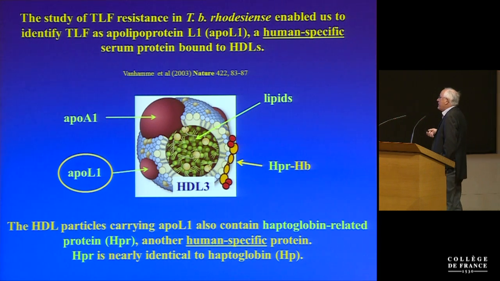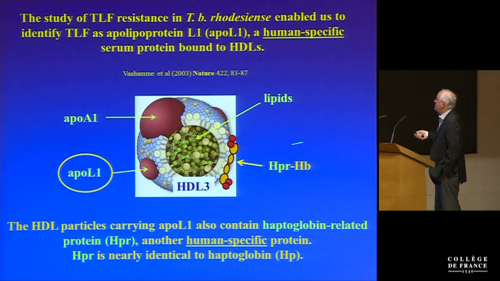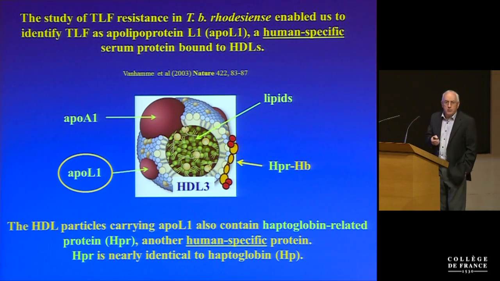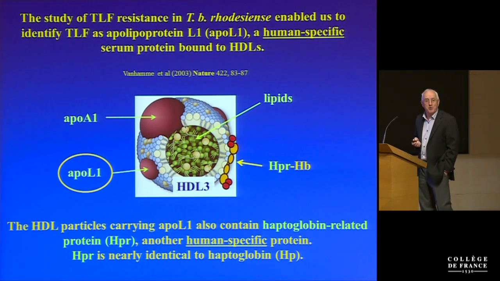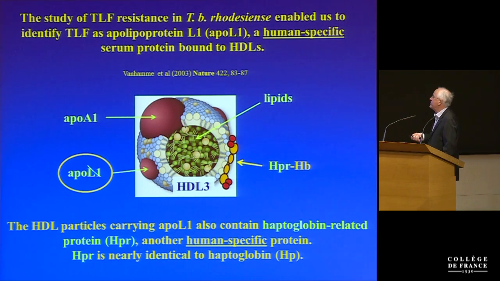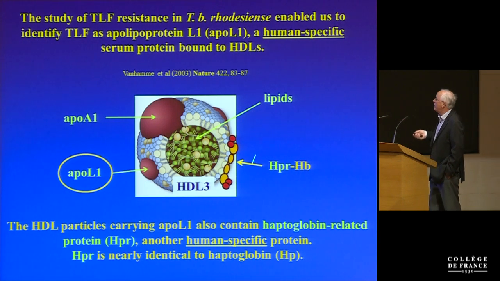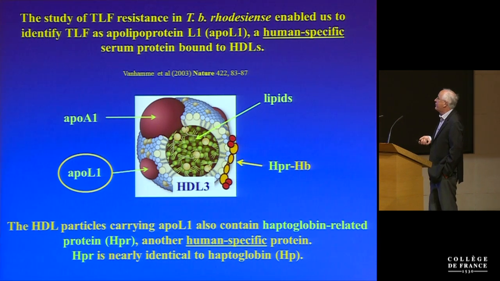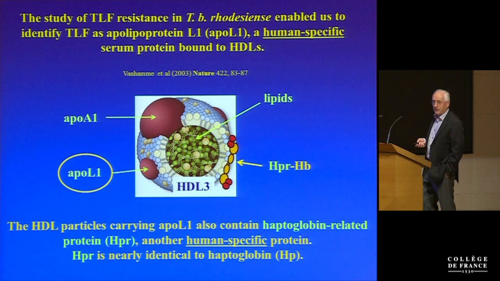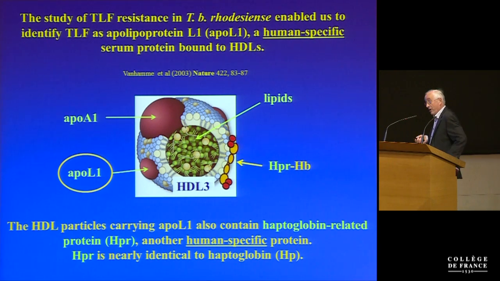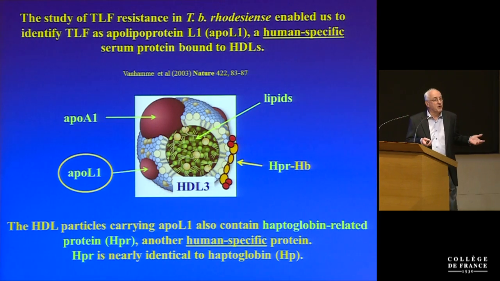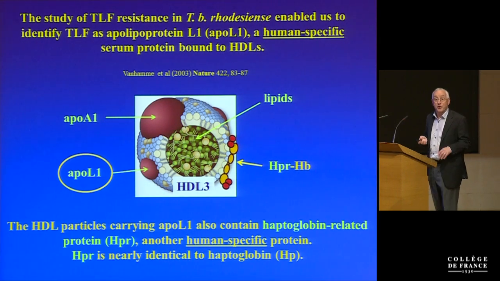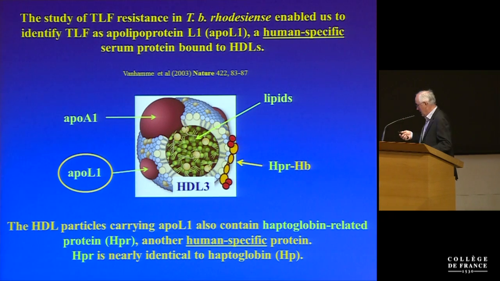So what is amazing is that HPR, or the HPR-HB complex, is also bound to the same HDL3 particles that also contain ApoL1. So we have here a very strange situation, which is the presence on the very same particles of two human-specific proteins that were both presented as involved in the defense against trypanosomes. So obviously we had to work on that because there was a problem.